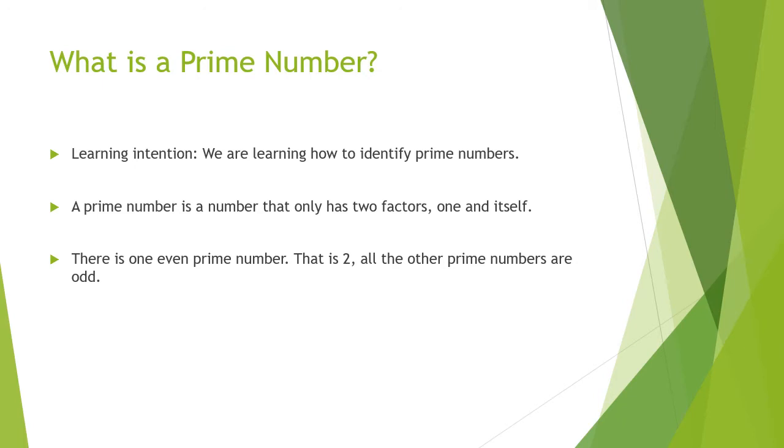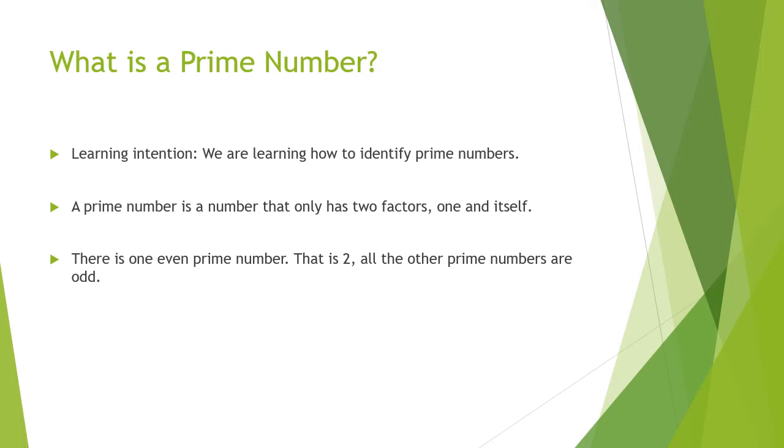But what is a prime number? Some of you will already be familiar with the prime number and some of you will be learning this for the first time today. So a prime number is a number that only has two factors, 1 and itself. Okay, there is only one even prime number, and that is 2. All of the other prime numbers are odd.